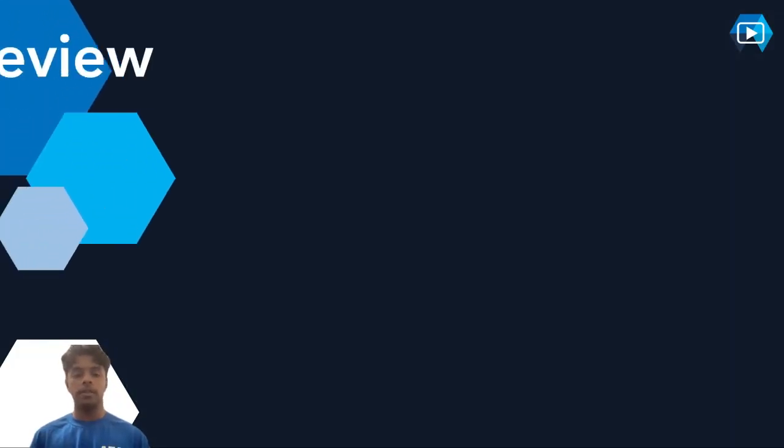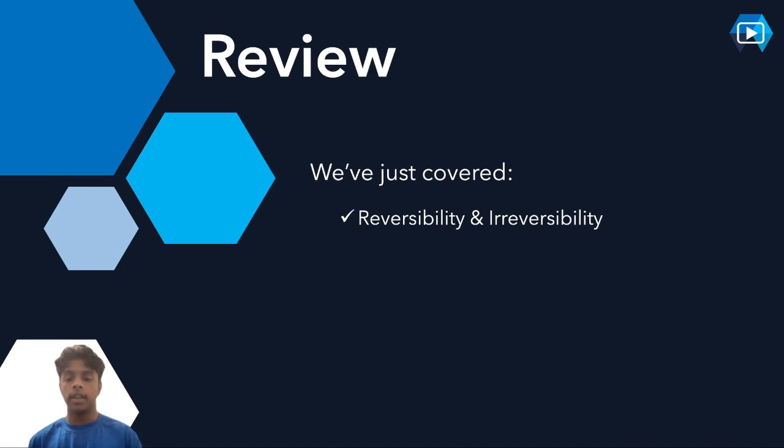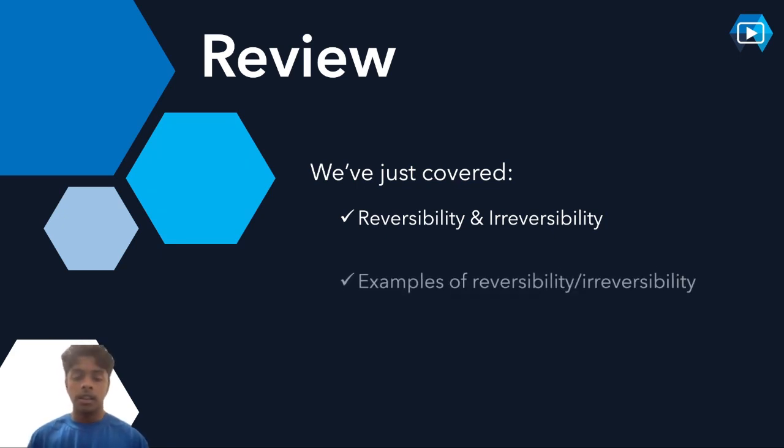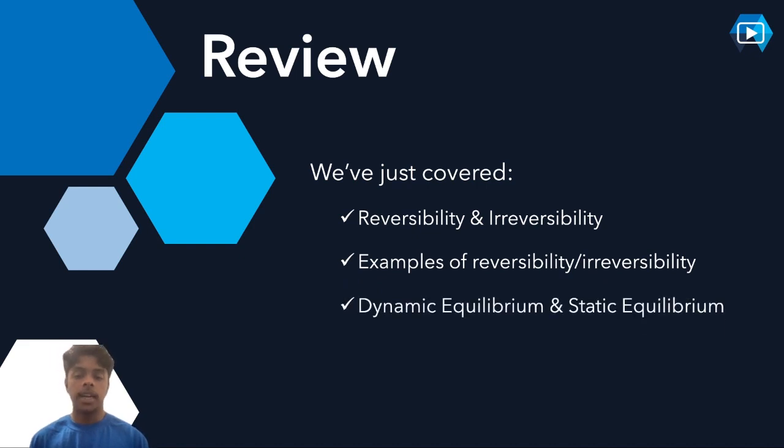So let's look at what we've covered in this lesson so far. So a quick review. What we've covered so far includes the concepts of reversibility and irreversibility. So again, very important to know the examples, reversibility being cobalt 2 chloride and iron 3 thiocyanate. And examples of reversibility and irreversibility, dynamic equilibrium and static equilibrium. So be able to define and explain the difference between dynamic and static equilibrium as well.